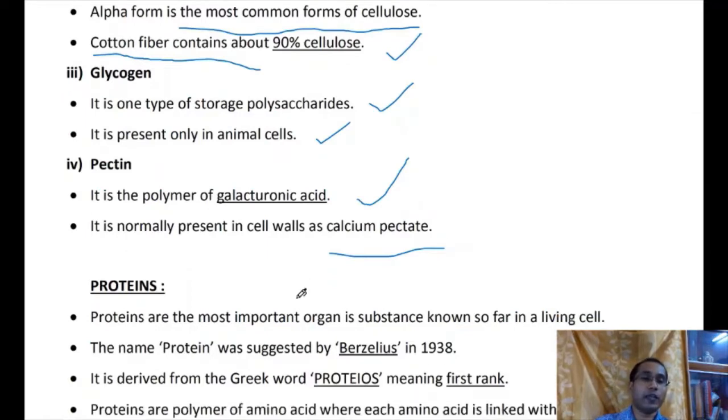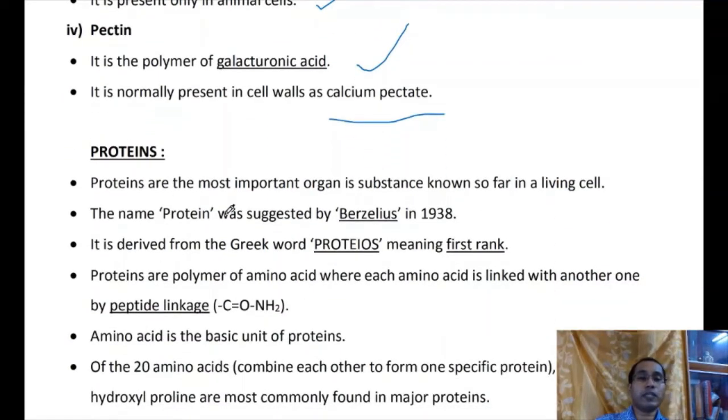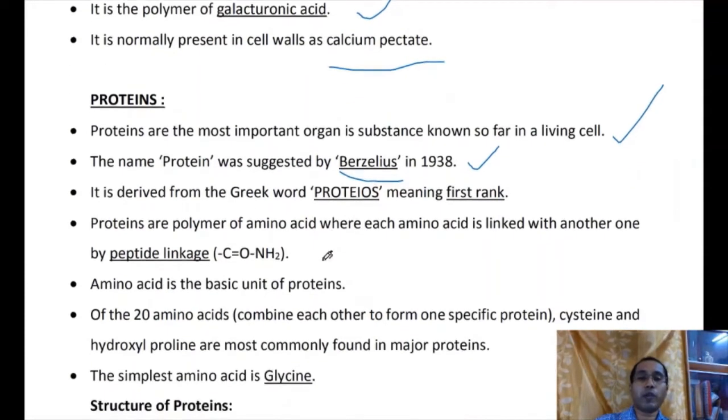Calcium pectate. Proteins, next chapter. Proteins are the most important organic substance known so far in living cells. The name protein was suggested by Berzelius in the year 1838. It is derived from the Greek word proteos, which means first rank.